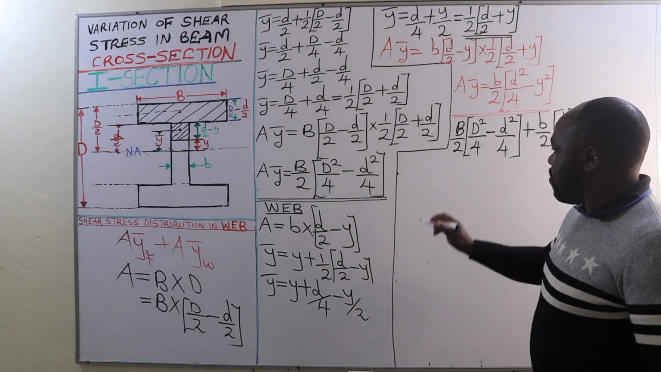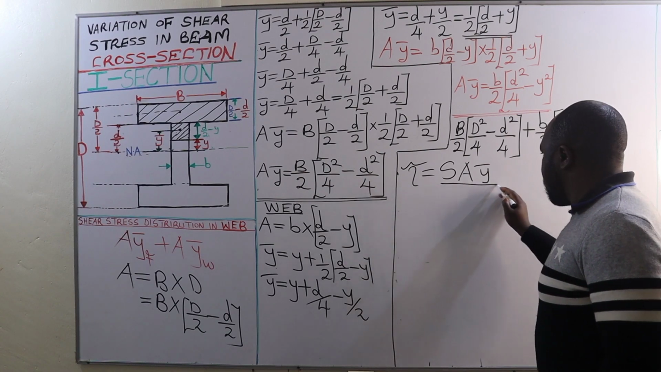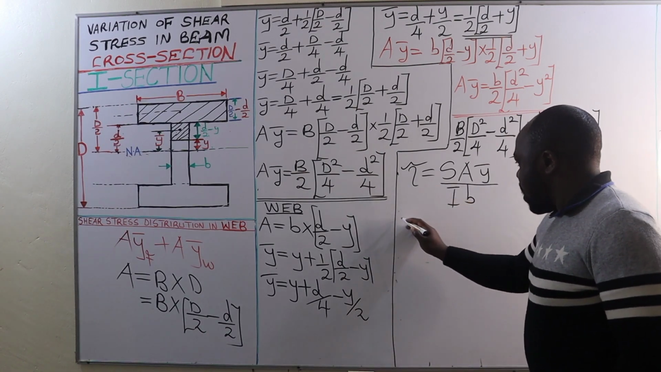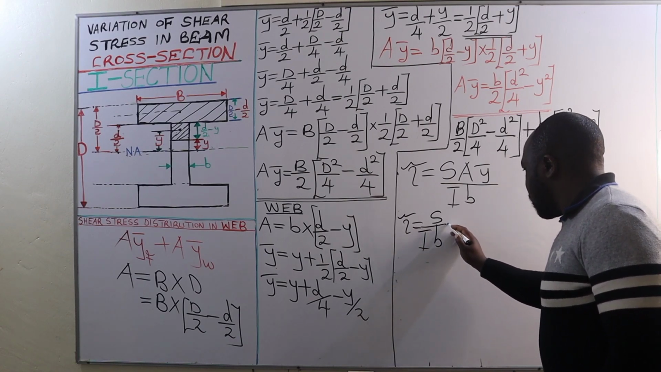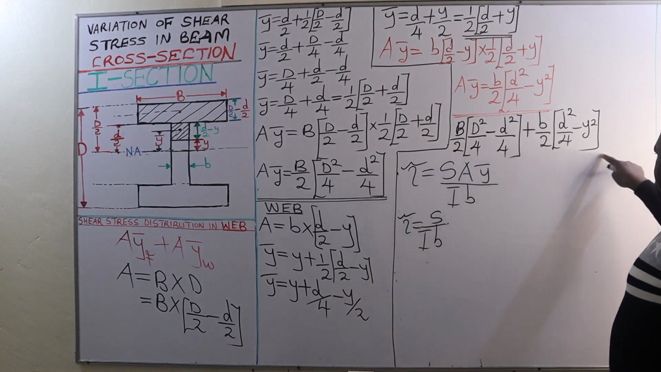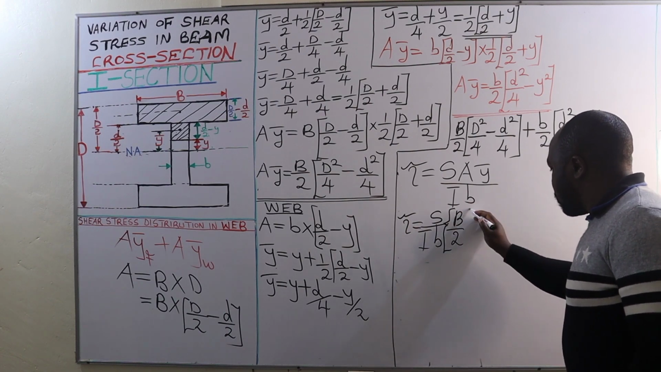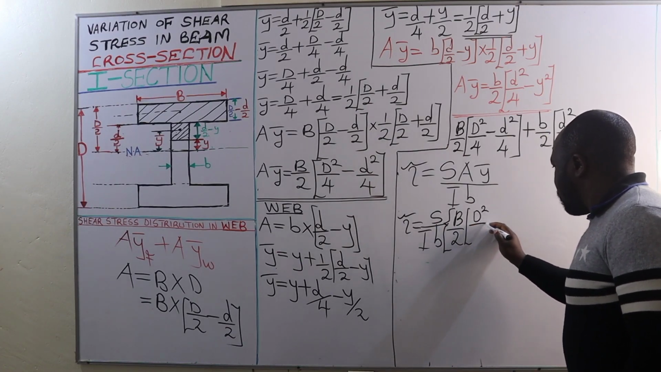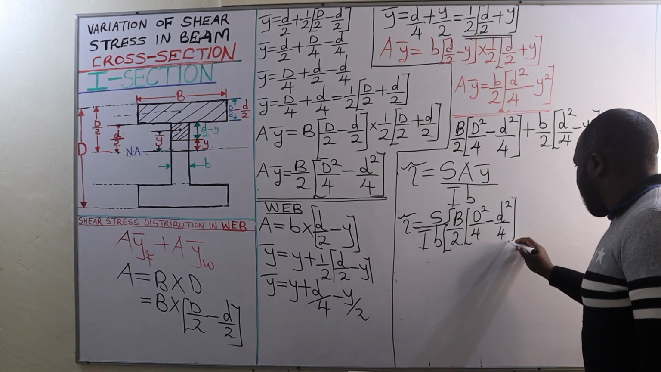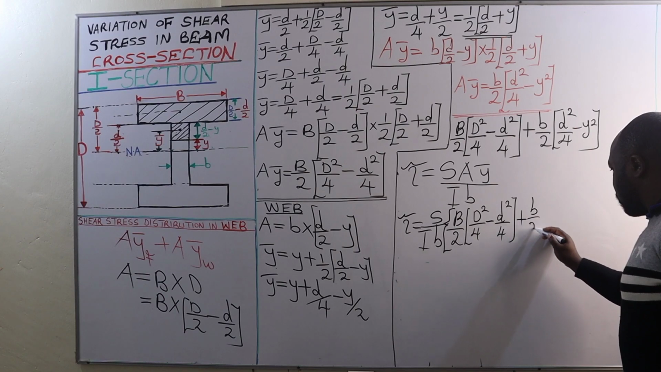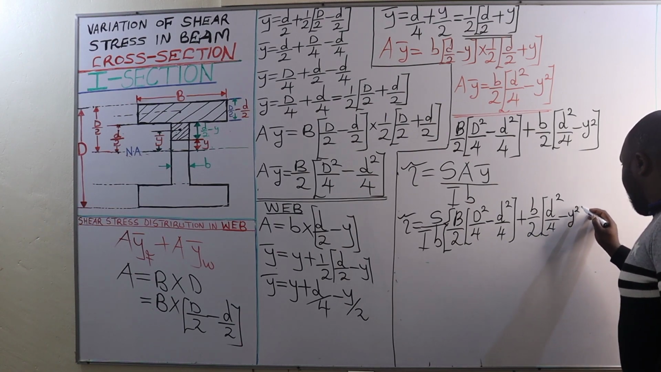So from the shear stress equation, that is shear stress is equal to S A bar Y divided by I B, we are going to have shear stress is equal to S over I B times A bar Y, which we got there: b over 2 into d squared over 4 minus d squared over 4, that's 0, plus b over 2 into d squared divided by 4 minus y squared.